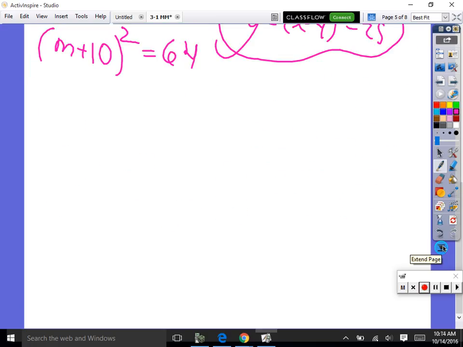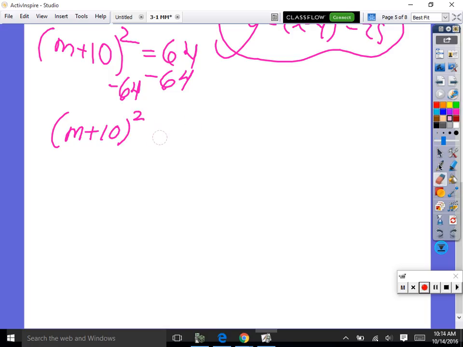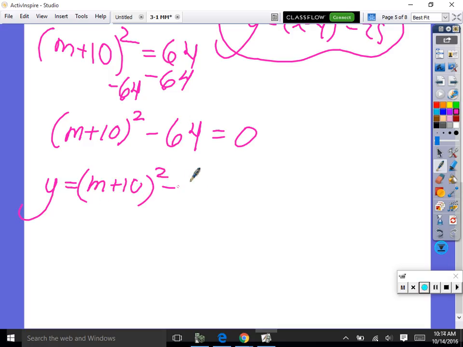So now it says, what is the equation of the polynomial? So we don't want to equal 64. We want to equal 0. So we'll subtract 64, so that it gives me m plus 10 squared minus 64. Sorry, minus 64 equals 0. So now we've rewritten it in a good form here, and we have y is equal to m plus 10 squared minus 64.